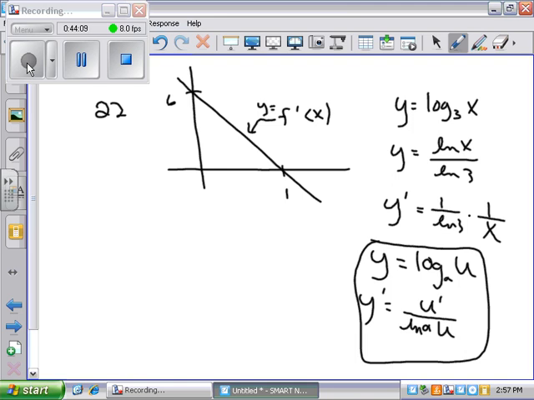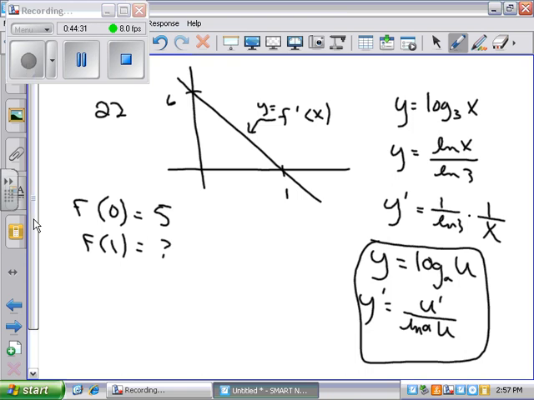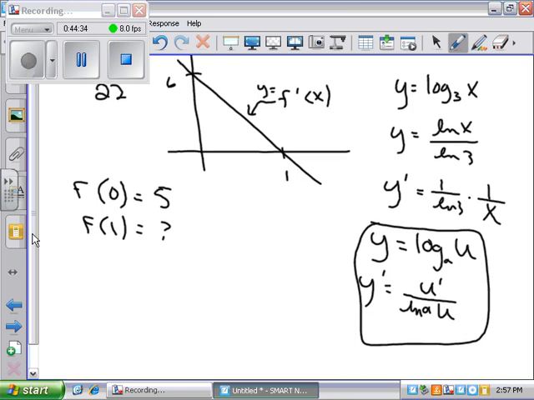You're given a graph of the derivative, and they tell you that f of 0 equals 5. They want to know what f of 1 is. I never know when to do the new-and-old approach, but you could do it here. I usually tend to do that one on the calculator. You have a point on the function, and you want to know the new y value. This is your old point, and then you have a new point. So to find the new y value, you take the old y.